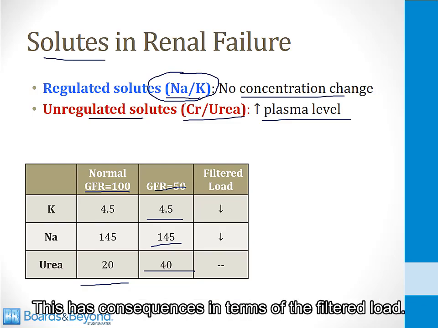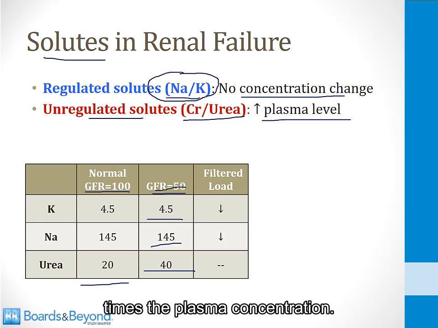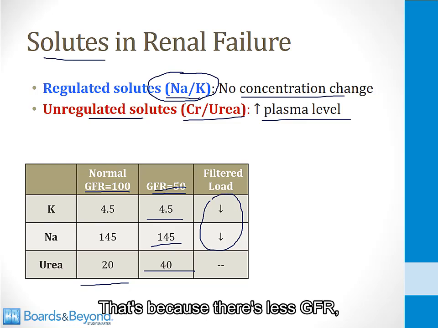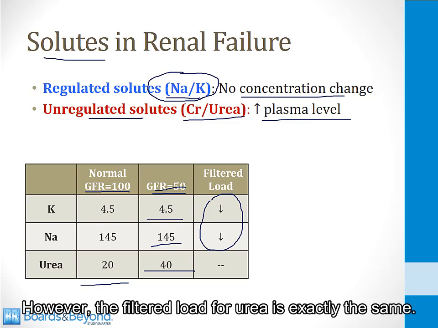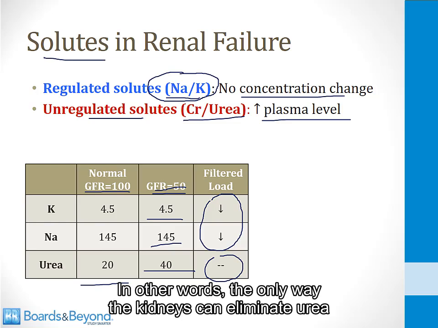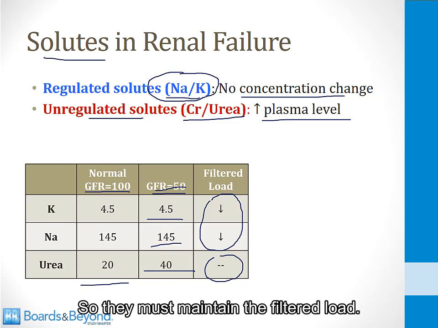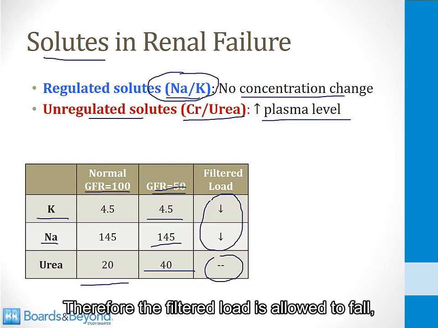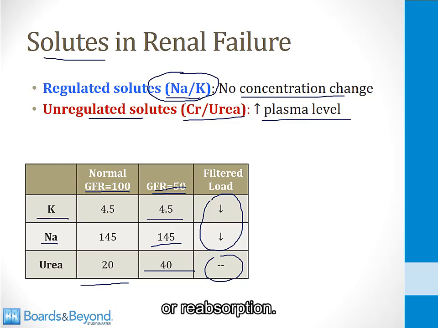This has consequences in terms of the filtered load. Remember, the filtered load is the GFR times the plasma concentration. So the filtered load for potassium and sodium is going to fall. That's because there's less GFR and the plasma concentration has not changed. However, the filtered load for urea is exactly the same. The GFR fell by half and the urea level doubled. In other words, the only way the kidneys can eliminate urea is through filtration, so they must maintain the filtered load. Potassium and sodium, the kidneys can secrete these substances or reabsorb less. Therefore, the filtered load is allowed to fall and the kidneys will manipulate the amount of secretion or reabsorption.